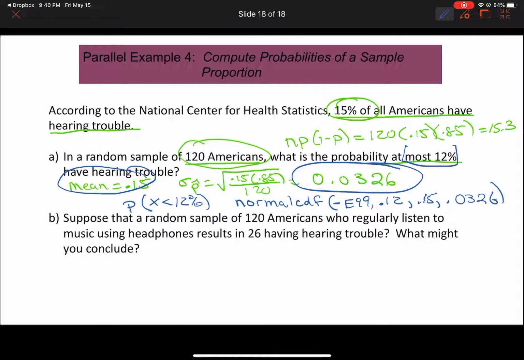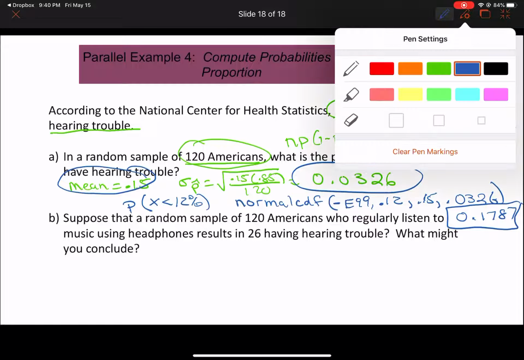And I'm totally running out of room here. So it's negative E99, 0.12, comma, 0.15, comma, 0.0326. And I get about 0.1787. So this right here is the answer to the top. This is the probability that at most 12% have hearing trouble. So that's pretty small. It's a pretty small probability.